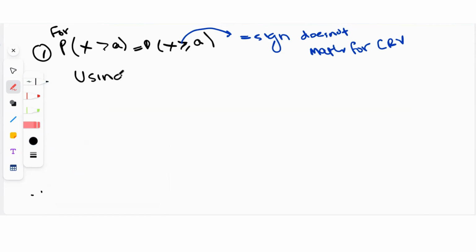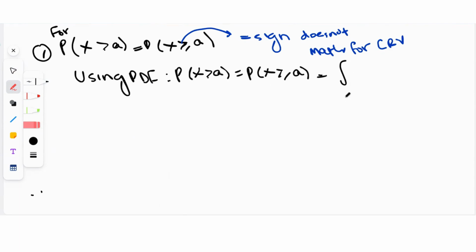So let's first look at using the PDF. We know if we want to find the probability the continuous random variable lies in some interval, we integrate the PDF over that interval. So if I want to find the probability X is greater than a, which is the same as the probability X is greater than or equal to a, because the equal to sign does not matter, we just integrate the PDF over this interval. In general, I can write it as the integral from a to infinity of f_X(x) dx, where this small f_X is just the PDF of X, right?